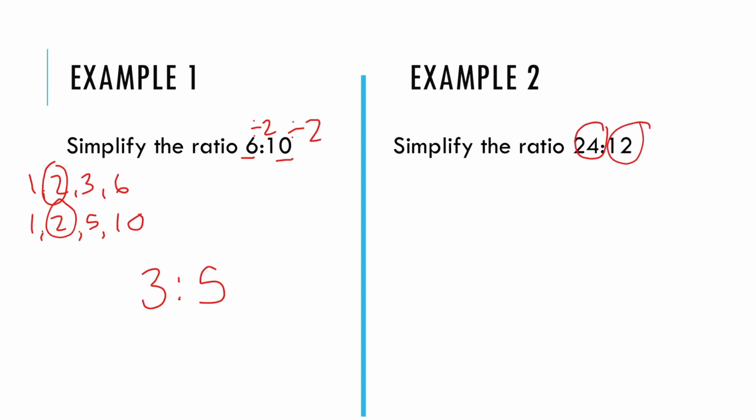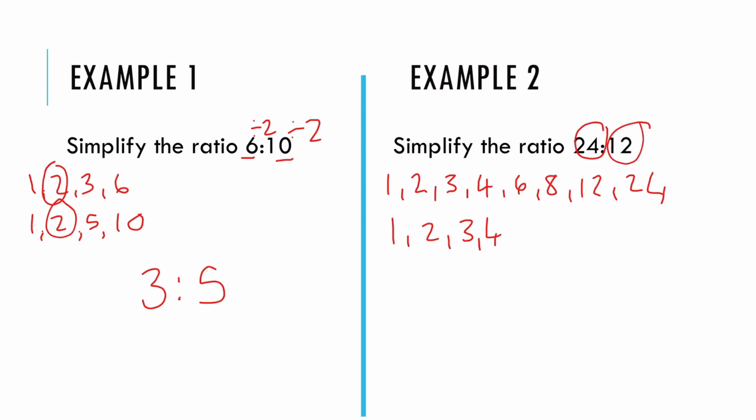Okay, so 24 and 12, let's do the factors of these. I've got 1, 2, 3, 4, 6, 8, 12 and 24. And I've got 1, 2, 3, 4, 6 and 12. So we can see the highest common factor is 12. If I divide 24 by 12, I get 2. 12 divided by 12 gives me 1. So 2 to 1 is my final answer.